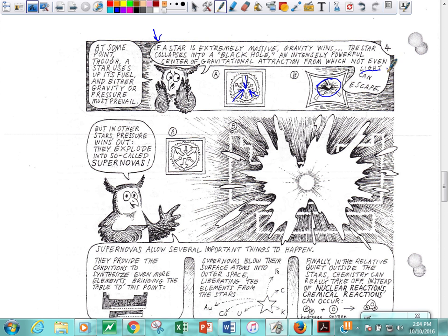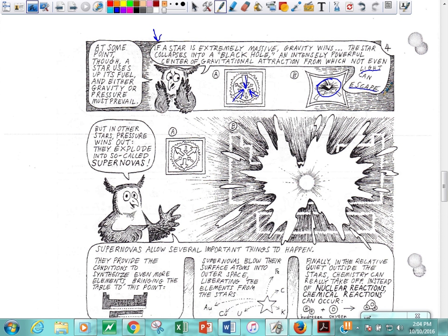Because light can't even escape it. And it pulls in objects. If they get close to it, it'll pull them in because it's a very strong gravitational field around black holes. And they've been watching these, they know where some are in the universe. And so, yeah, that's how black holes are formed. Super massive stars just collapse in on themselves at the end of their life cycle.